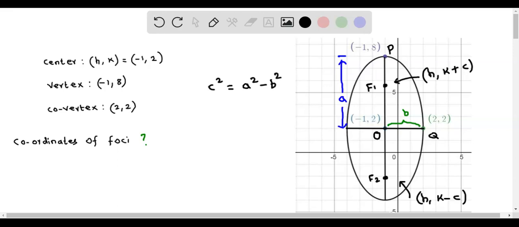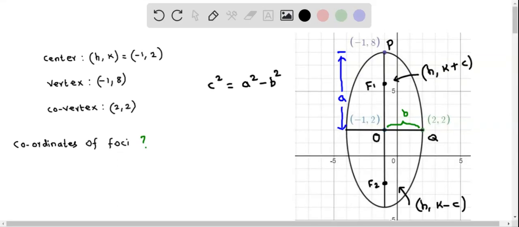We now see how to determine the foci of this ellipse. So we are given this information, that is the center is given as negative 1 comma 2. One of the vertex is given as minus 1 comma 8 and the co-vertex is given as 2 comma 2. So first we plot these coordinates on the coordinate axis.